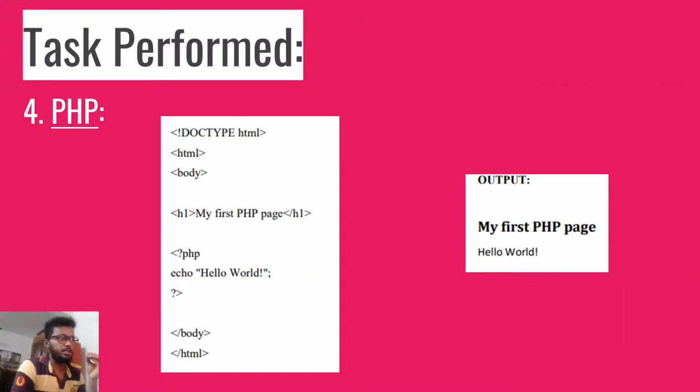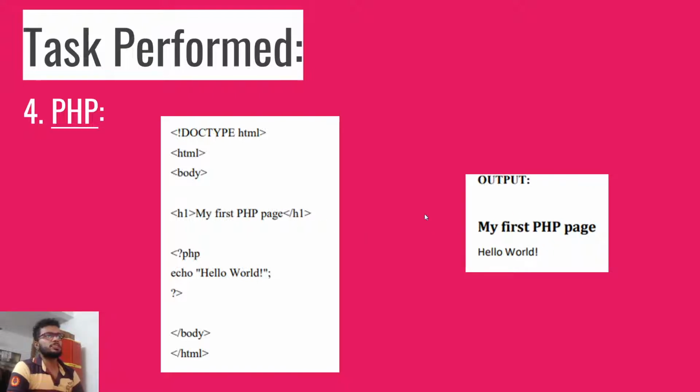Then we'll go to PHP. In PHP, inside the HTML, we write PHP like this: a front angle bracket and a question mark php, then a question mark and a closing bracket, and echo "hello world". This echo is a PHP command to display something. So in the inverted commas we wrote hello world, and once we run it, this will be the output. This hello world is displayed through PHP.